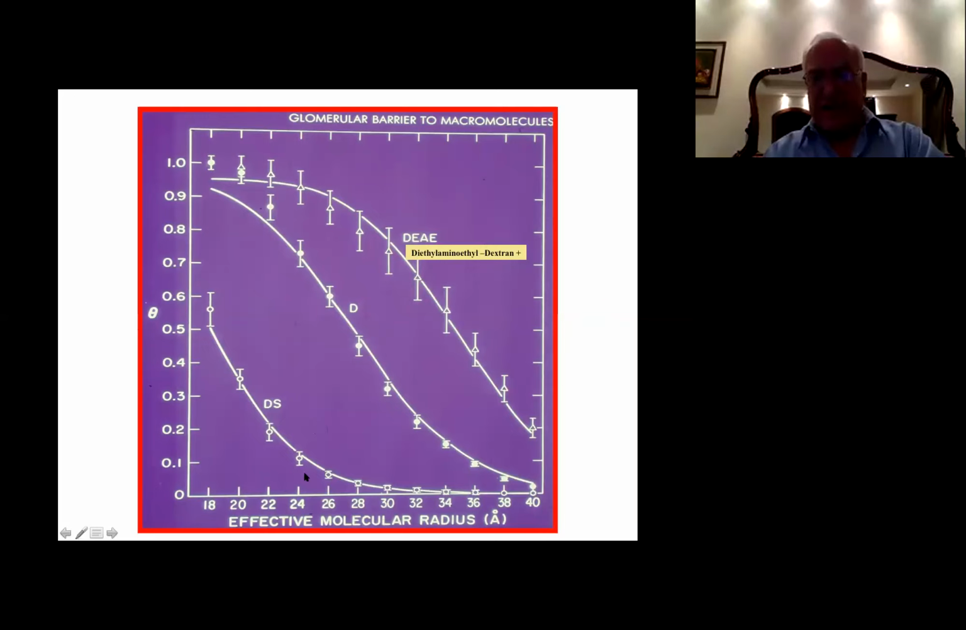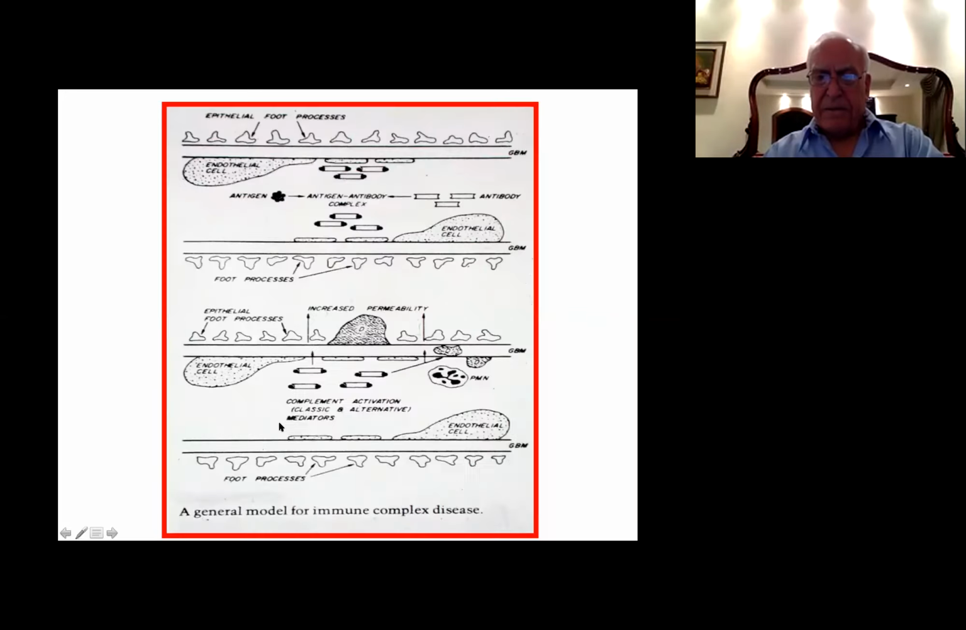So the clearance at any given time of radius depends upon also the charge of a substance. The more positive, it will be cleared better. The more negative, it will be less. Now, what about the immunological background of a substance that we are dealing with?